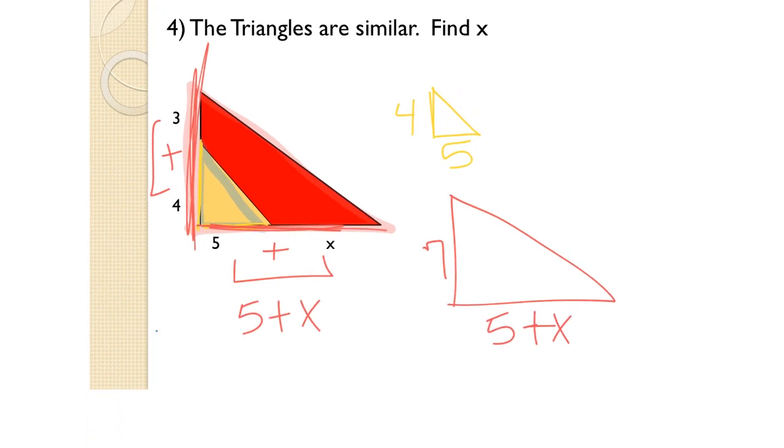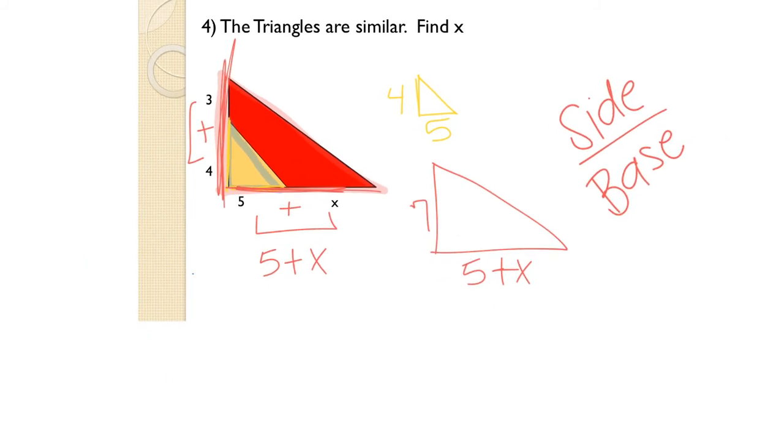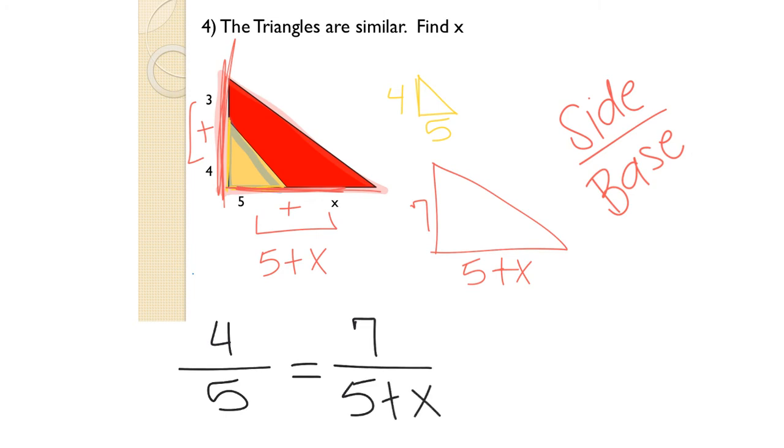Okay? So I am going to tell you that you'll do side over base. Let's start with the small triangle that we know the measurements for. The side of the small is 4, the base is 5. The side of the larger triangle is 7, and the base is 5 plus x.